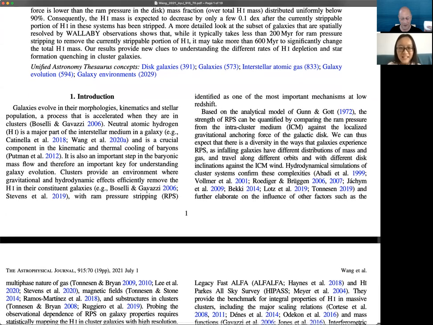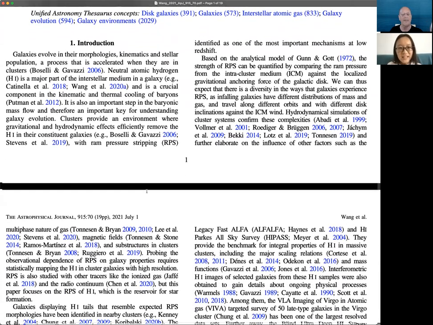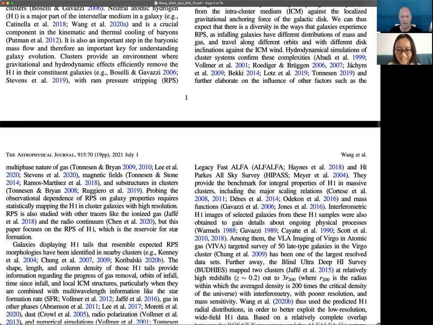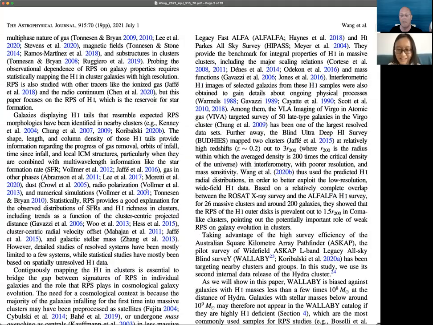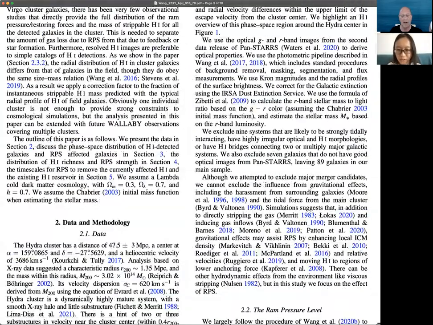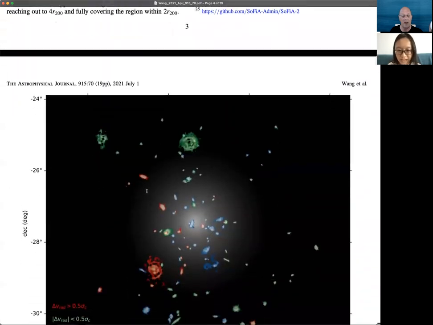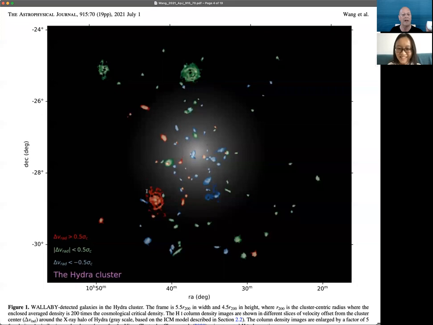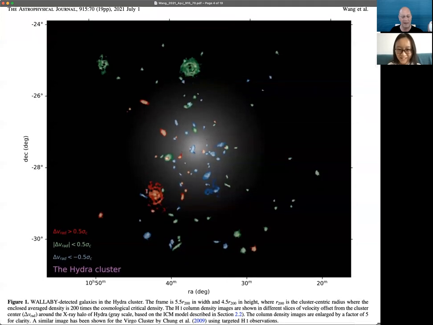Okay, great. By saying this, I would like to go to Figure 1. It exactly shows what I talked about, the whole field of view of the Hydra cluster. Oh, that's such a lovely figure. Yeah, we love this figure. The whole team loves this figure. Before I go ahead, I need to say, this work, as you already saw from the author list, is very long.